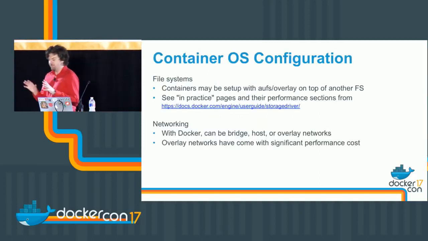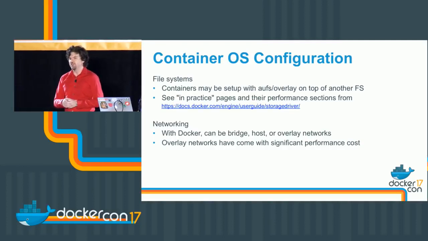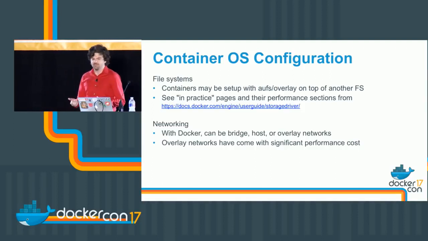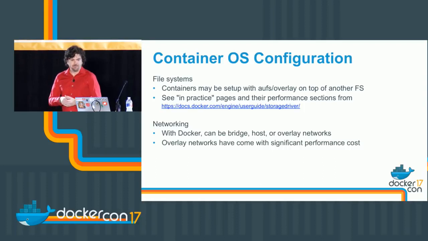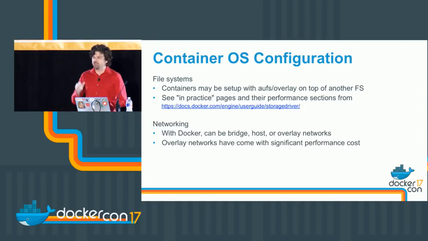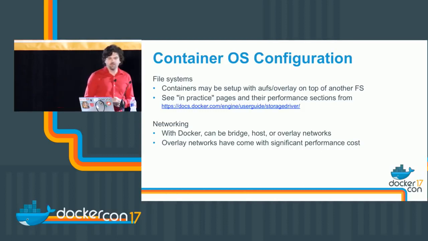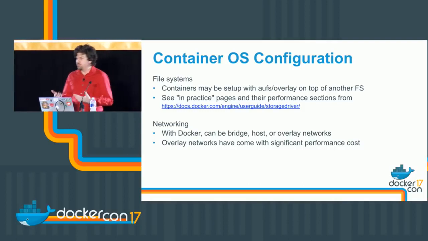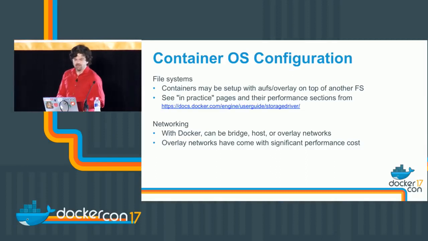And the other basic component of containers we need to understand well is the container operating system configuration. So what file systems are we based on? Have we layered file systems? Are we on overlay on top of ZFS? On docker.com, there's actually some really good documentation in the in practice pages for each of the file systems, which summarizes that well. Networking, of course, can be notorious depending on how you set it up, whether you're using bridge, host, or overlay networks, as overlay networks can come with a performance cost. So again, fundamentals about understanding what it is we're analyzing.